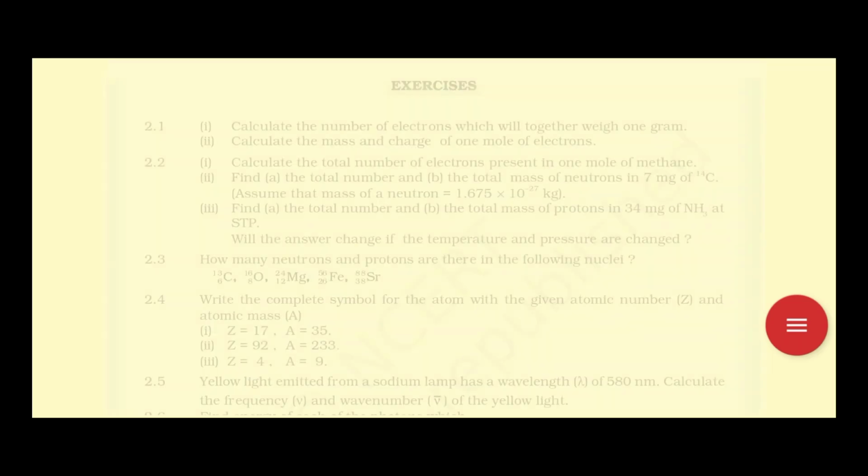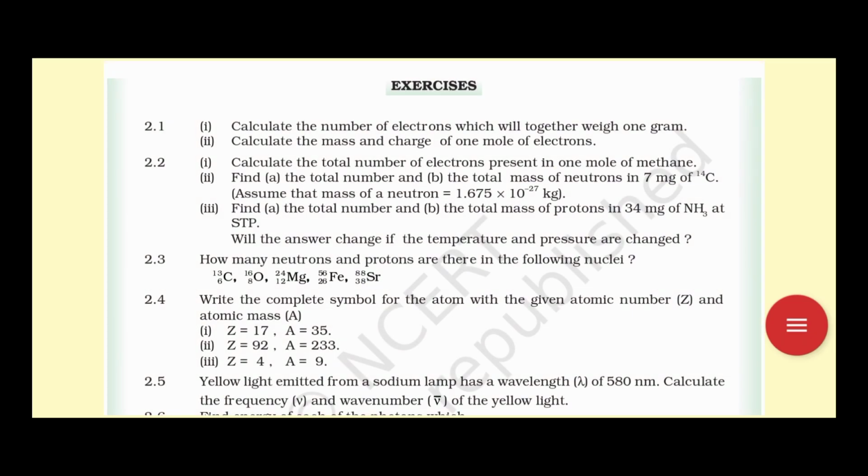In this video, I'll be solving question number 1, 2, 3, 4, and 5 of atomic structure of class 11th chemistry. If you want to watch a specific solution, you can skip the video and go to that part. So let's start now.